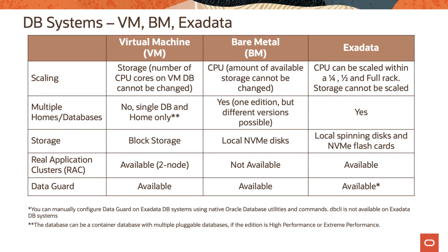This slide shows you the comparison between the three different offerings of virtual machine, bare metal, and Exadata on Oracle Cloud Infrastructure when it comes to the various capabilities of scaling storage cores, the ability to have multiple database homes and databases in the service, as well as high availability and disaster recovery features.